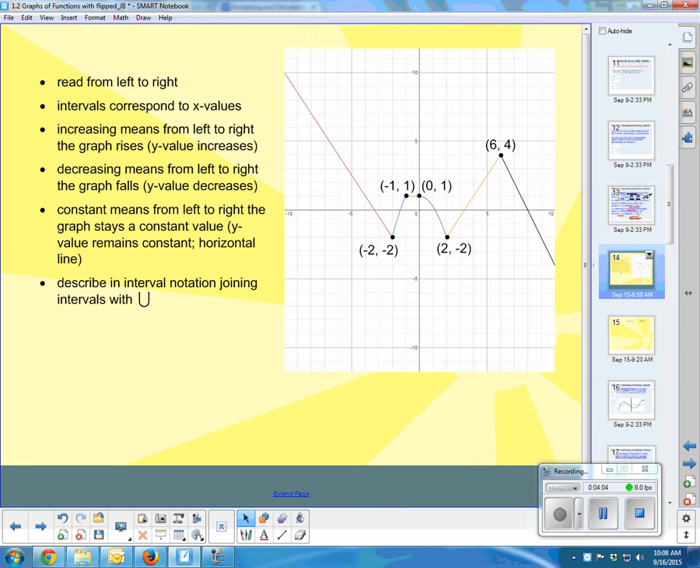When we talk about functions being increasing, decreasing, or constant, the first thing you're going to do is read from left to right. The intervals correspond to the x values. That's where those definitions came in, x1, x2. Those are your inputs. Increasing means from left to right, the graph rises. Decreasing means from left to right, the graph falls. Constant means from left to right, the graph stays a constant value. Whenever you describe the intervals, you're going to use interval notation, joining the intervals with the union symbol. Let me show you a quick little tutorial before we come back and decide where this function is increasing or decreasing.